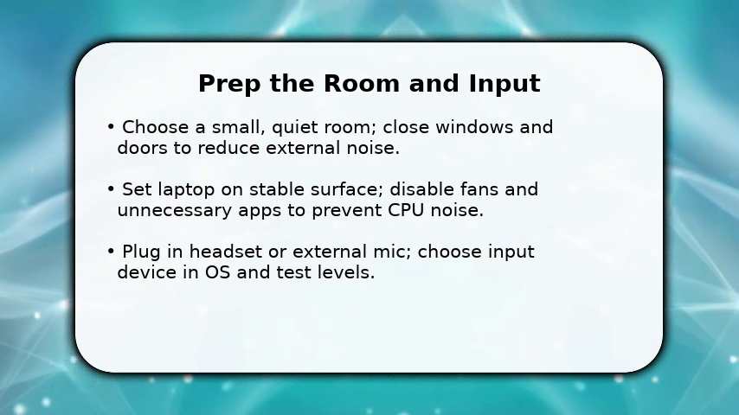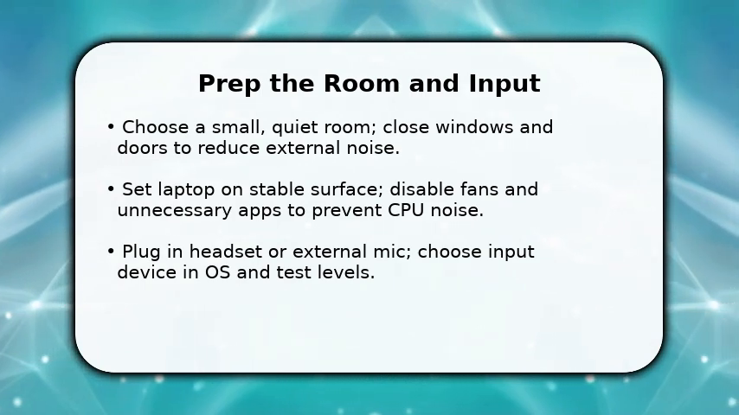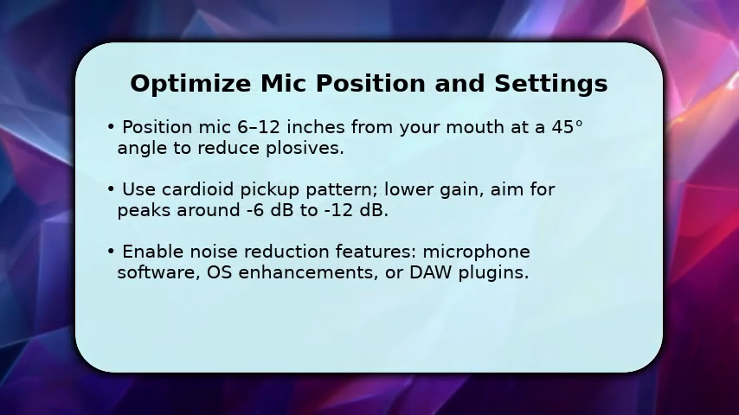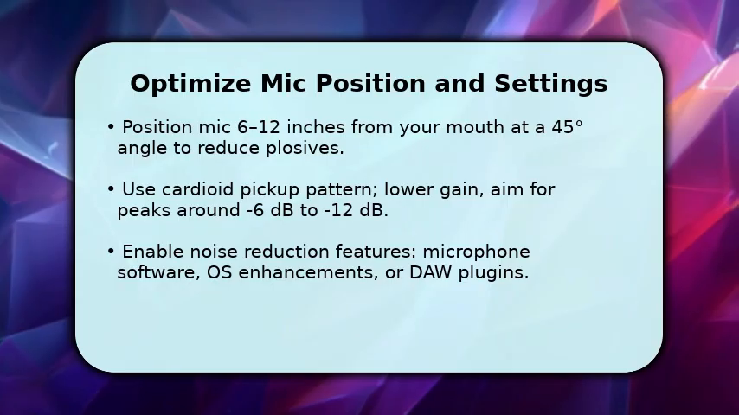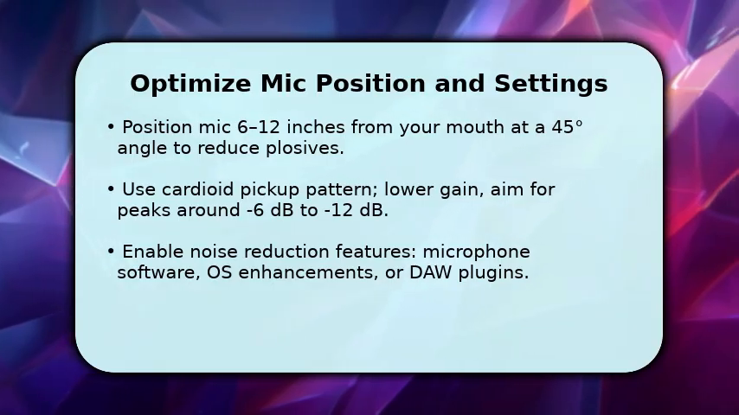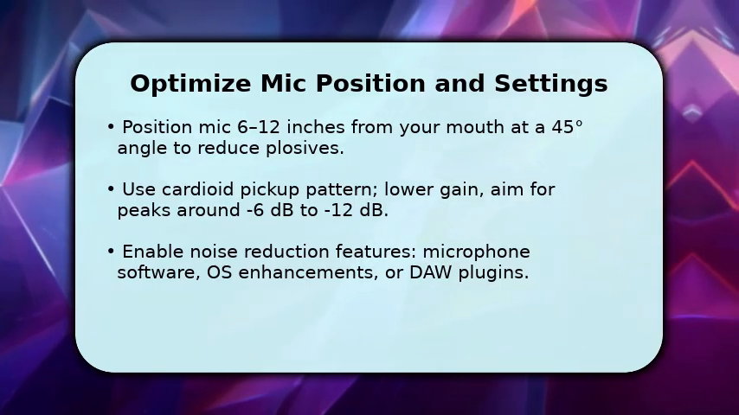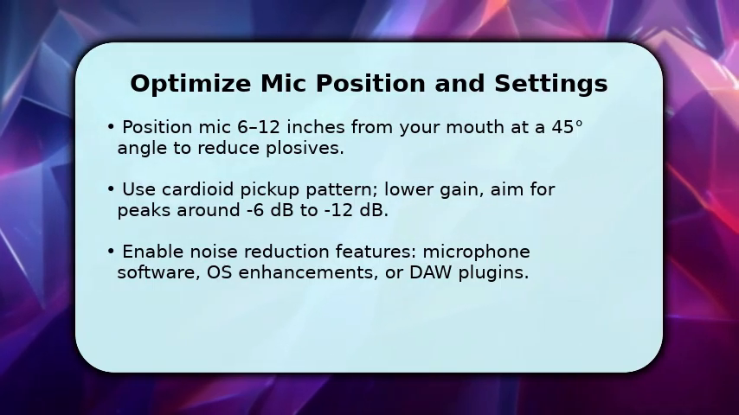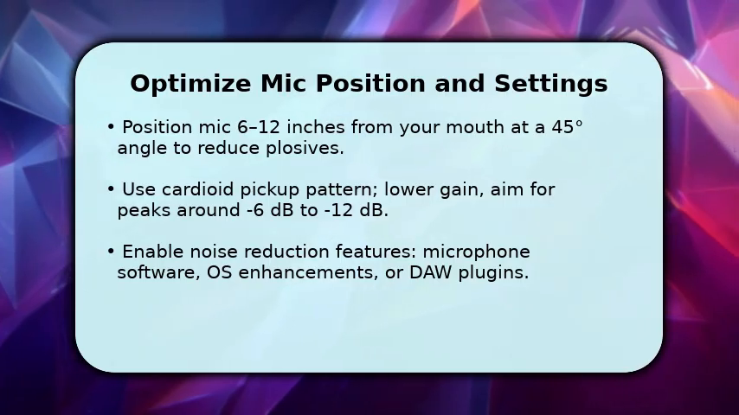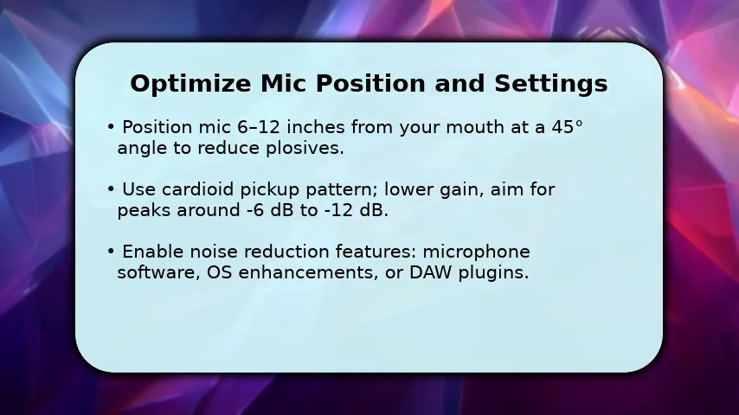Now you refine mic placement and signal flow. Place the mic 6 to 12 inches from your mouth and angle it about 45 degrees to reduce plosive pops. This keeps breath out of the capsule. Then adjust gain so normal speech peaks around -6 to -12 decibels. Lower gain prevents clipping and limits background hiss.